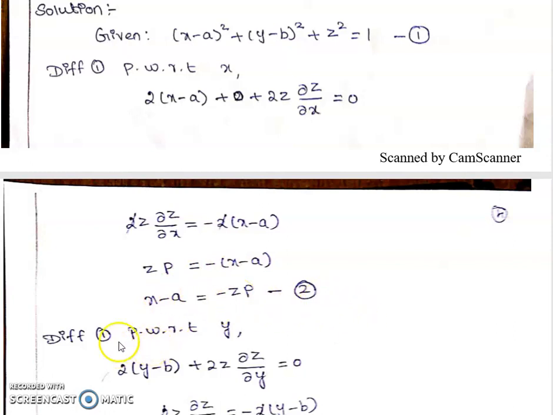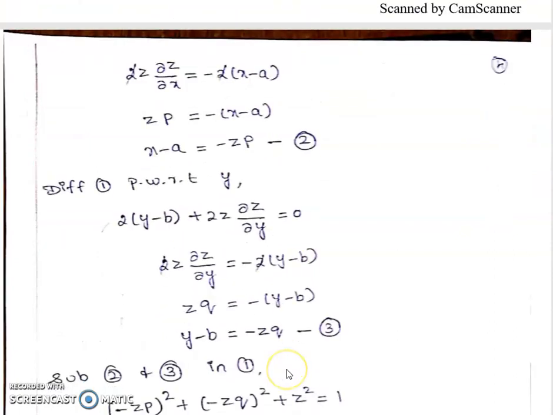Next, differentiate the given equation partially with respect to y. In the first term, only x is present, so while differentiating with respect to y, the first term becomes 0. Then the second term: 2 times (y minus b) into the differentiation of y, which is 1. Then, as I already explained, z is a dependent variable, so we can differentiate with respect to y also. So 2z into dou z by dou y equal to 0.